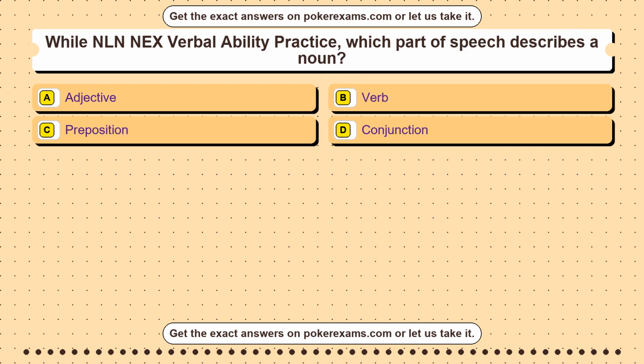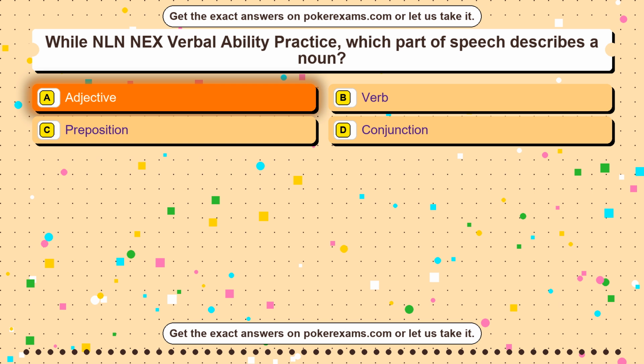Question 17. While GED statistics practice, which sentence is complete? Option A. Although the graph changed. Option B. The author explains the evidence. Option C. Because the test began. Option D. After the answer. The correct answer is option B. The author explains the evidence.